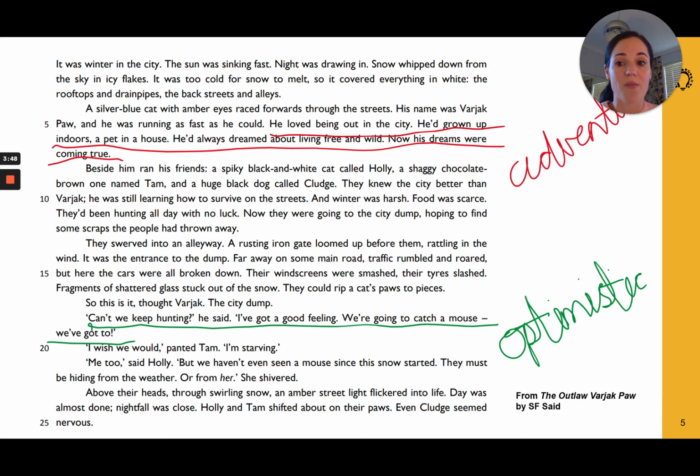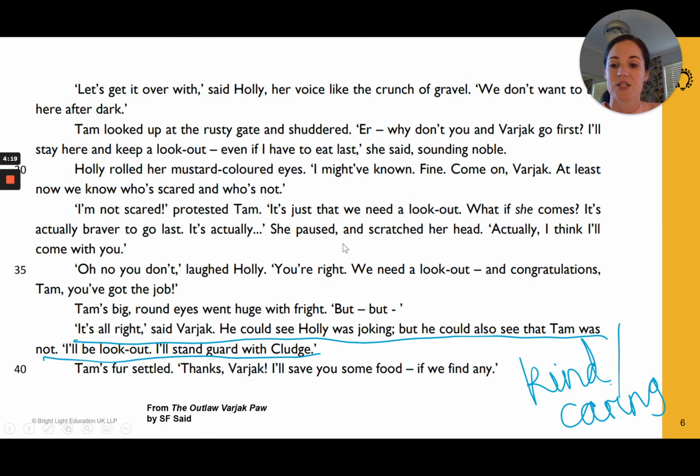And already I've got my first point that I'm going to make when it comes to writing my answer. I'm then going to continue skimming the passage to find another clue about Varjak, and you can see there where I've underlined in green, "Can't we keep hunting?" he said. "I've got a good feeling. We're going to catch a mouse. We've got to." And this shows that he's quite an optimistic character. So already I've got 2 points that I'm going to be able to make. Let's carry on and look at the next part of the passage.